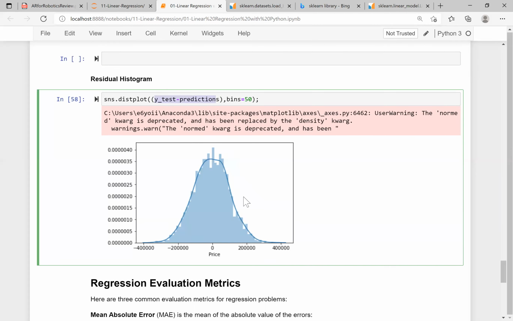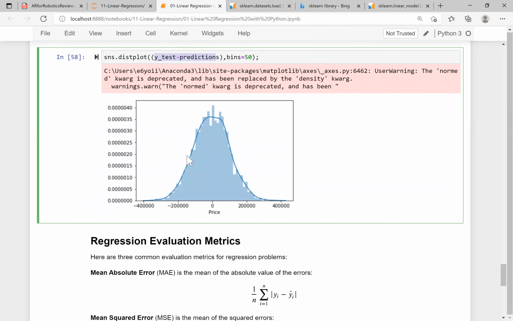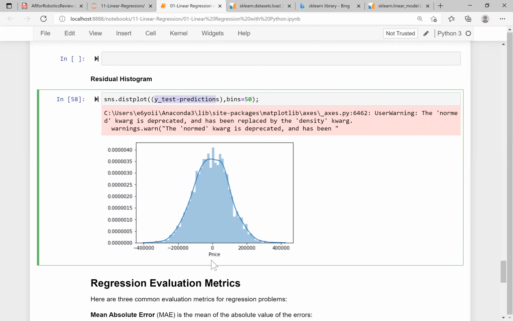So this is okay. I can use absolute value also, but see, it is my origin. The origin is not here, the origin is here. So I'm getting negative values also, and it is kind of symmetrically distributed.